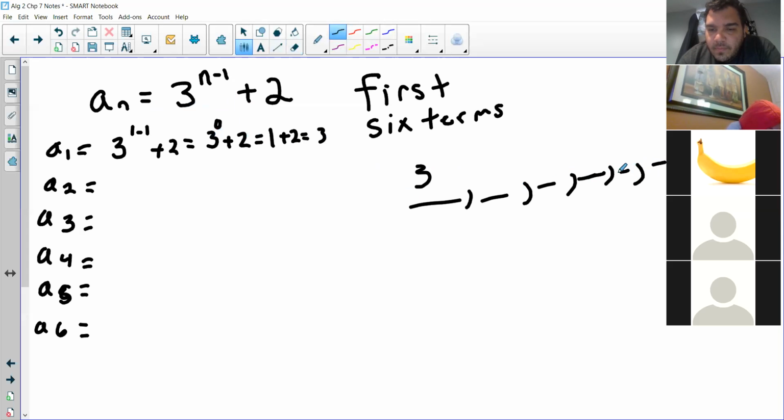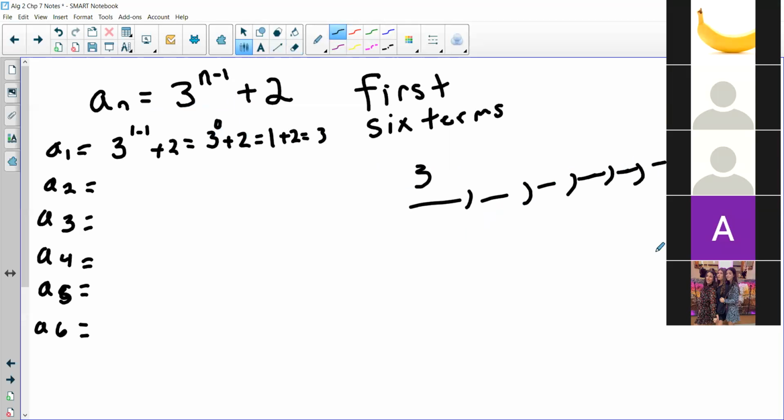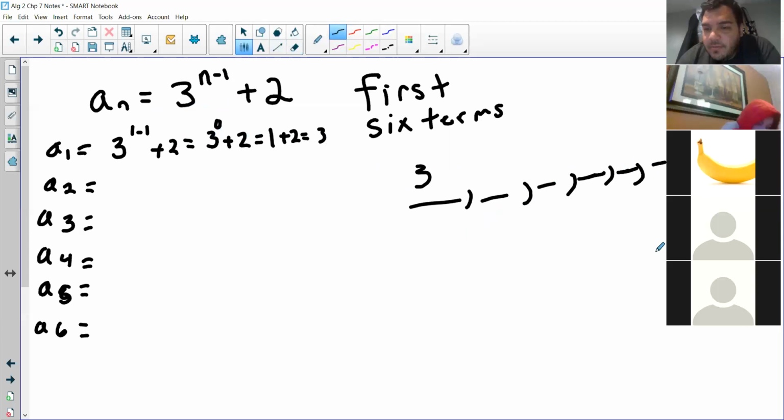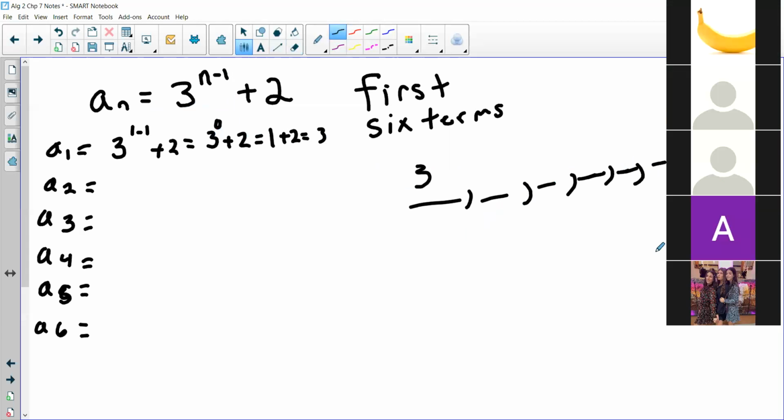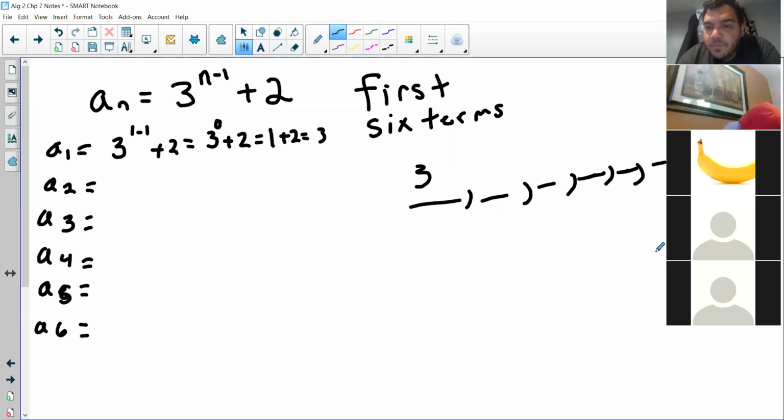Okay. Let's see. What have we got? Well, how many kids? 1, 2, 3, 4, 5, 6. Oh, we got 6 kids and we got 6 terms. Let's go. Nahim, what is the next term?